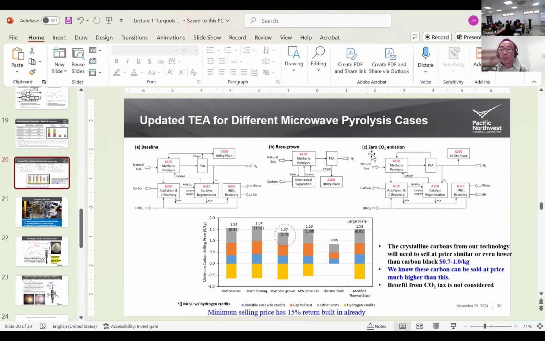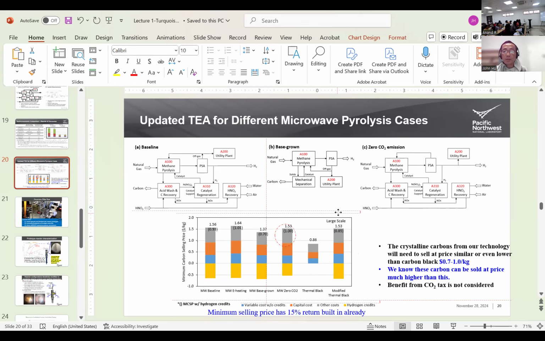So this is the so-called zero CO2 emission approach. We do not use natural gas combustion to sustain the reaction. We use renewable power. We also use part of the hydrogen combustion. Do you understand that this is the flow diagram here? Let me enlarge it a little bit so you can see.